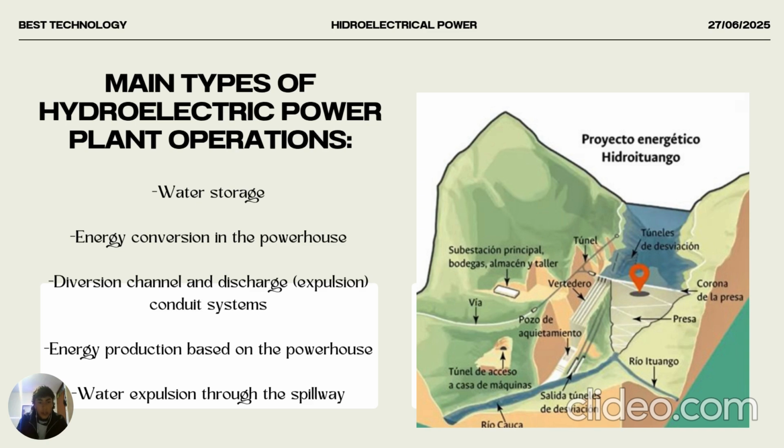Third, the diversion channel and discharge conduction systems. This is where workers manage to produce energy using the water flows. The energy production is based in the powerhouse. And lastly, the water expulsion down the spillway. The water in this area continues its natural flow.